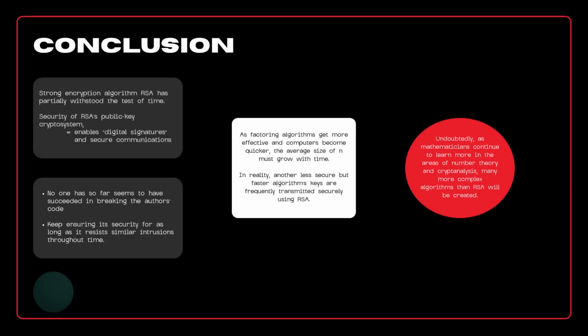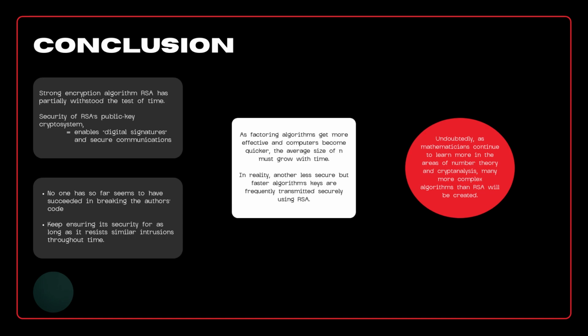Hi, my name is Iman Nayli Sofiya, and I will be talking about the conclusion. So, the strong encryption algorithm RSA has largely withstood the test of time. The security of RSA's public key cryptosystem, which enables digital signatures and secure communication, is based in part on how challenging it is to factor huge integers. No one has so far seemed to have succeeded in breaking the authors' code, despite their invitation for everyone to try, whether by factorization methods or another method. This has effectively validated RSA and will keep ensuring its security for as long as it resists similar intrusions throughout time.